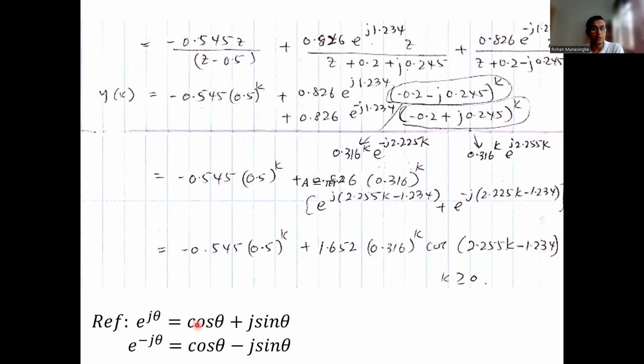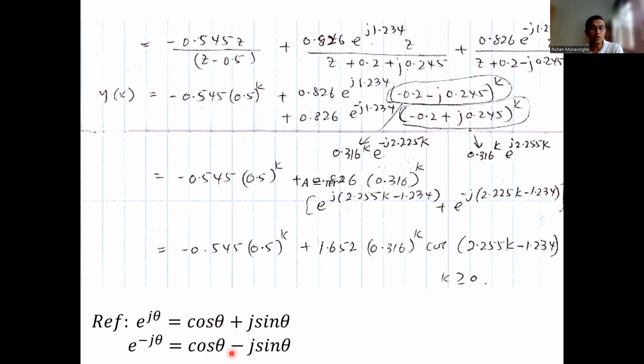Like this. If you refer to this one, e to the j theta is written as cos theta plus j sine theta, and e to the minus j theta is written as cos theta minus j sine theta. So this is the real part, this is the imaginary part, okay? What you have here is something like this cosine thing, right? Cos minus j sine and cos plus j sine, something like that.